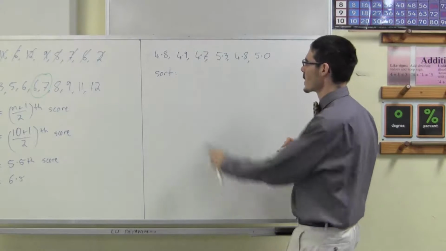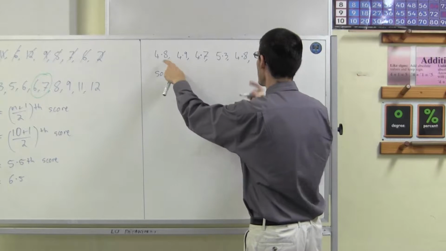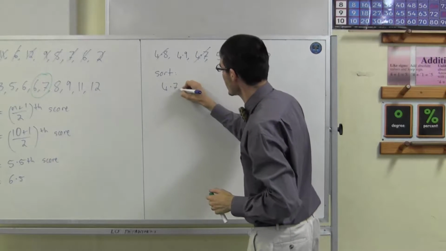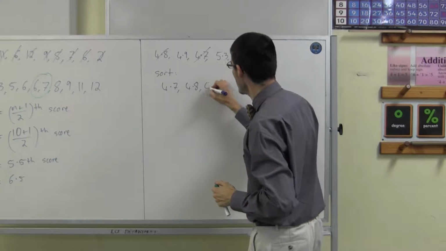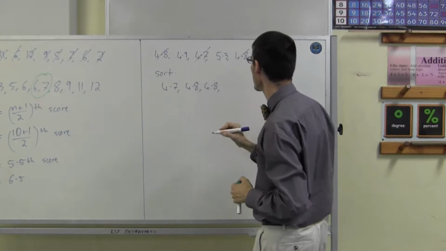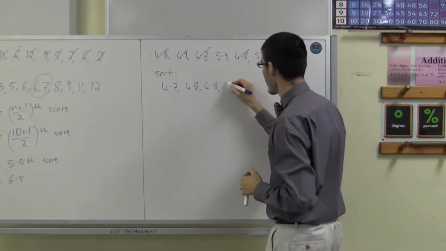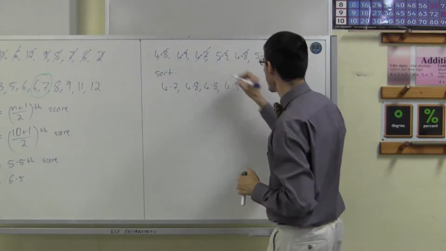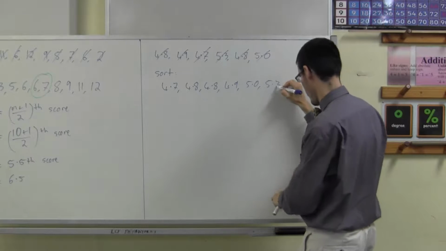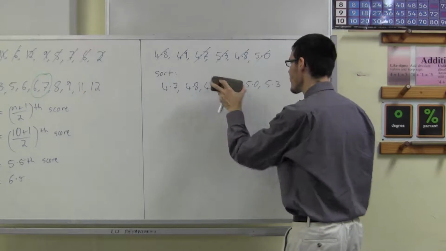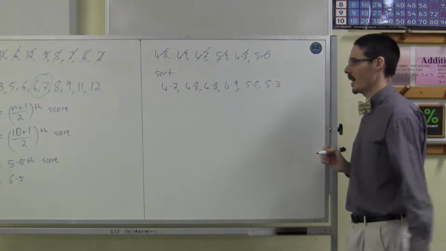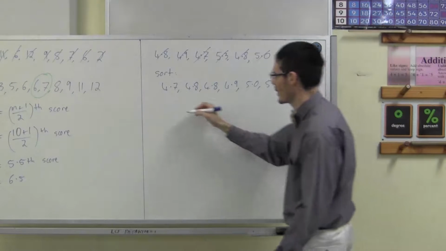What have I got smallest? 4.7, 4.8 and two 4.8s. 4.7, 4.8, 4.8, 4.9, 5.0 and then 5.3. That was a particularly messy 9. That's a bit better. Okay, right, formula.